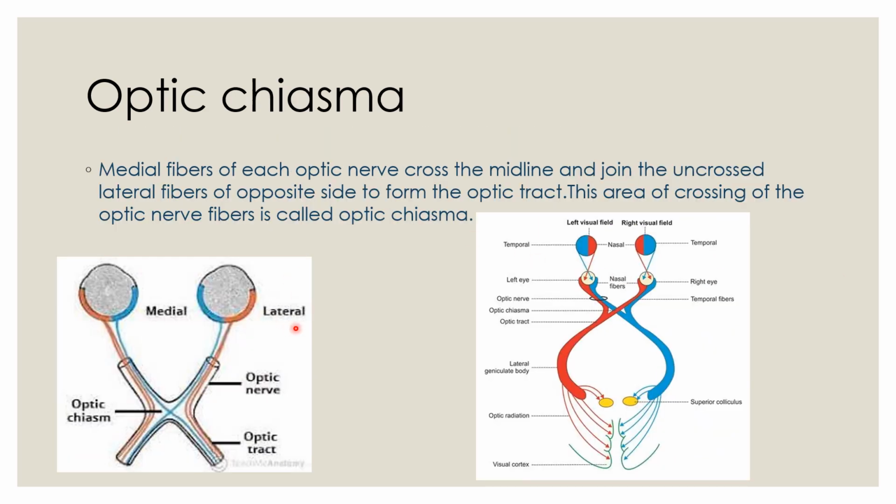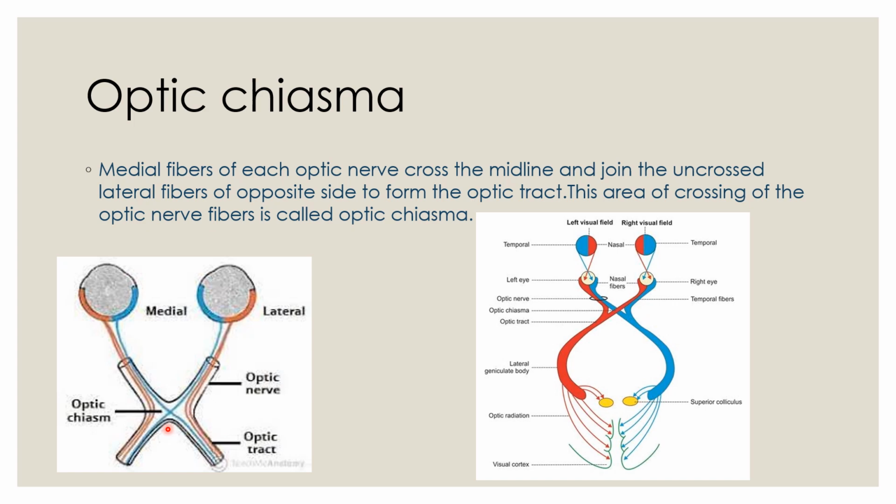This is the image of the optic chiasma. The medial fibers of each optic nerve cross the midline. These we know are the optic nerves. This is the medial part and this is the lateral part. The medial fibers of each optic nerve cross the midline here. This forms the optic chiasma and joins the uncrossed lateral fibers.